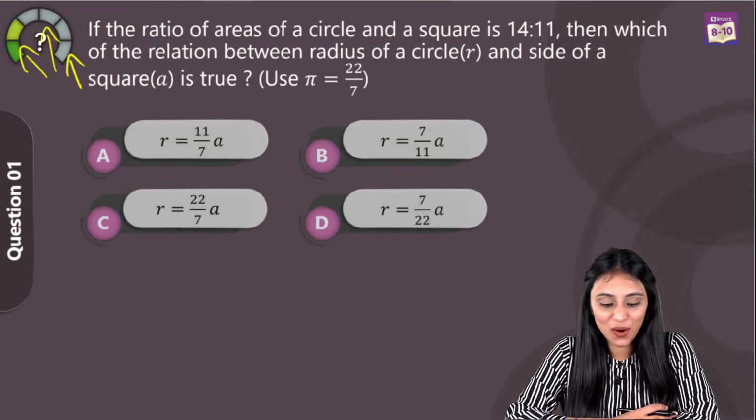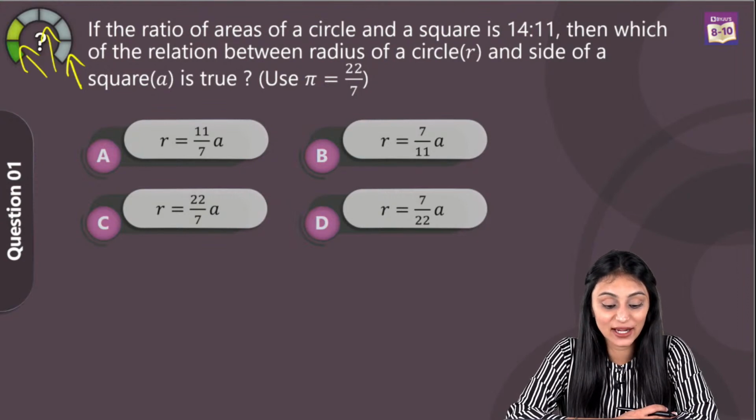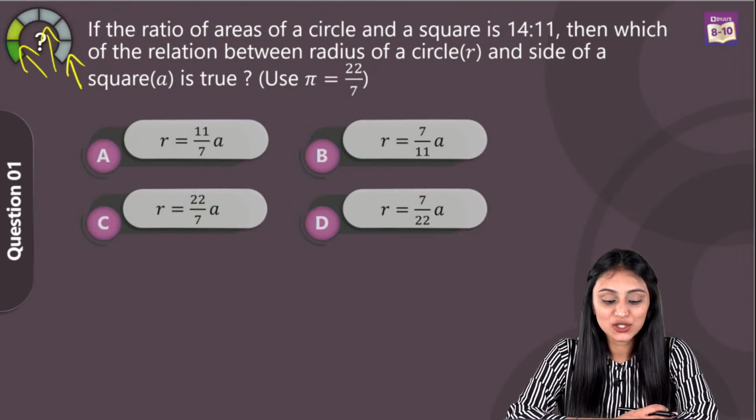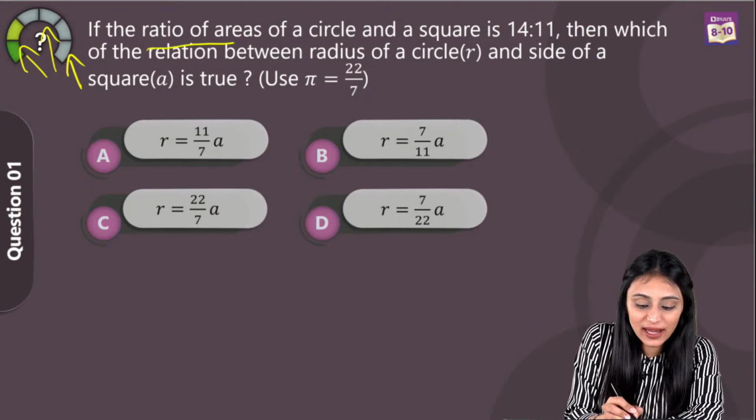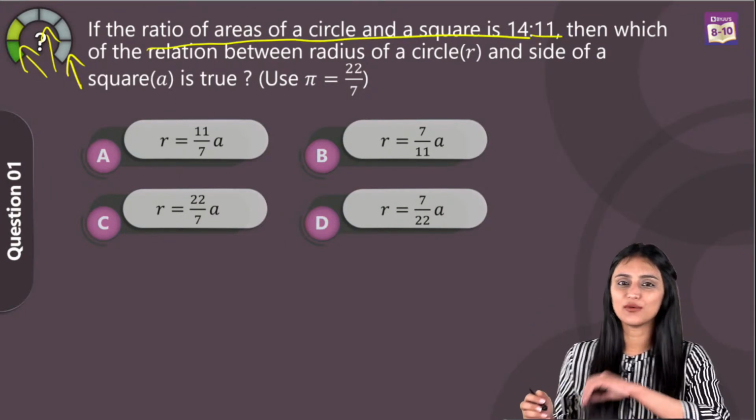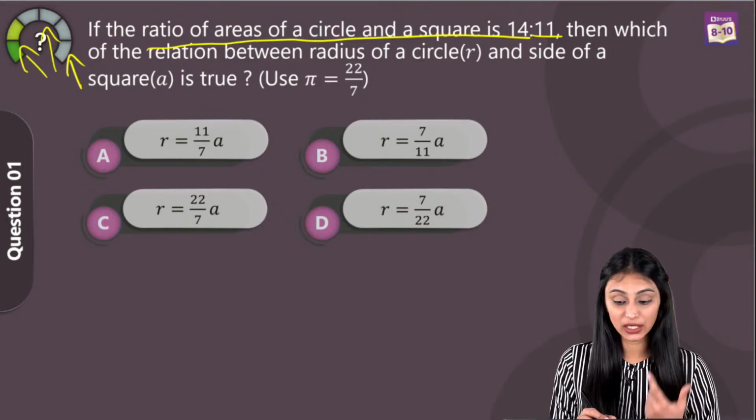Alright, so if the ratio of areas of a circle and a square is 14:11, then which of the relation between radius of a circle R and side of a square A is true? So here we are talking about a circle and a square. The ratio of their areas is given. Alright, so we will look at the keywords in the question. Ratio of areas, right, of circle and a square.